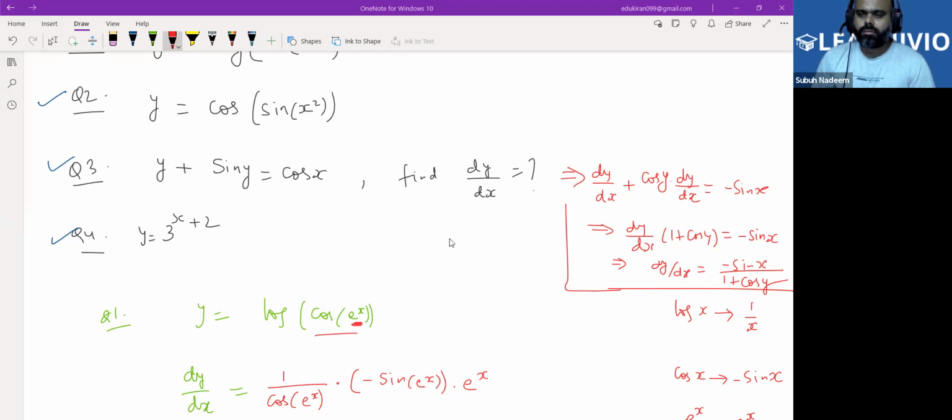Sir, I got the answer. Yeah, what it is? 3 raised to the power x plus 2 into log 3 into 3 raised to the power x plus 2 into log 3, log 2. Correct. So Sharif is not responding. I don't know whether he is understanding it or not. Maybe some network issue or something.